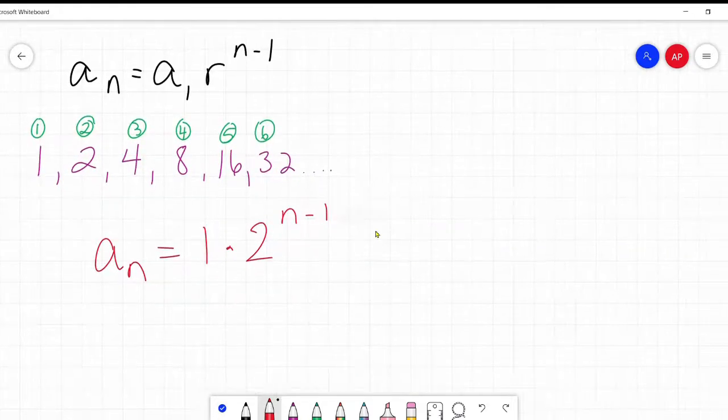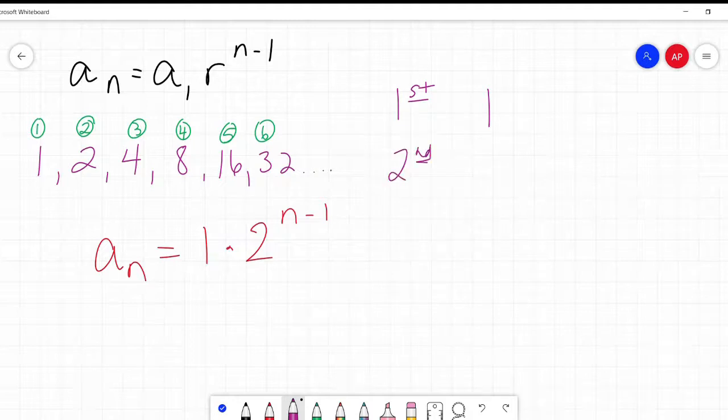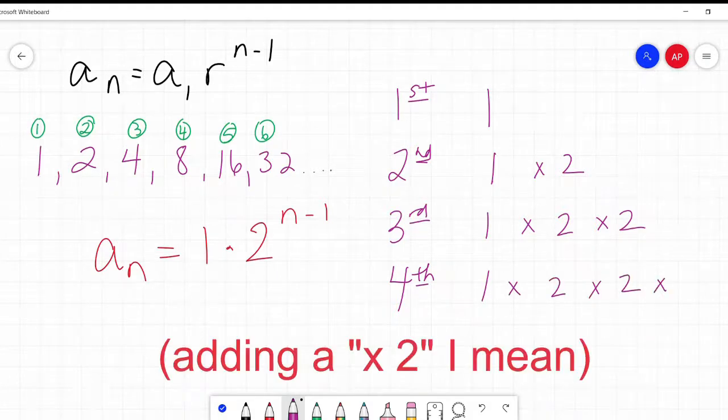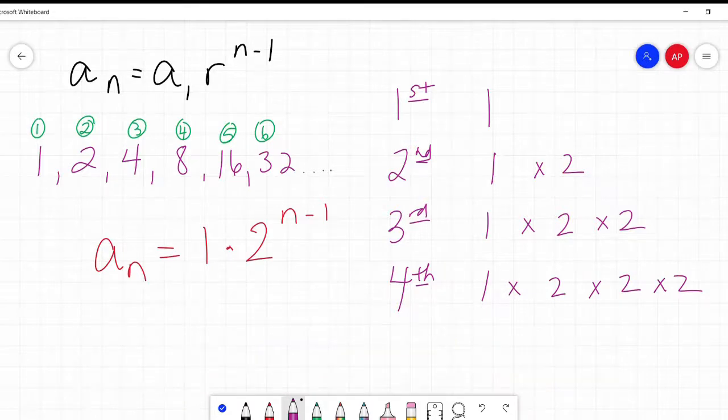Now, why does this work? What is actually happening here? 2 to the n minus 1. What is going on? Well, let's say what's happening with each term. So our first term in the sequence is 1. Our second term is 1 times 2. Our third term, we could say it's 1 times 2 times 2. Our fourth term, we multiply by 2 again. Every time, we're just multiplying by another 2.